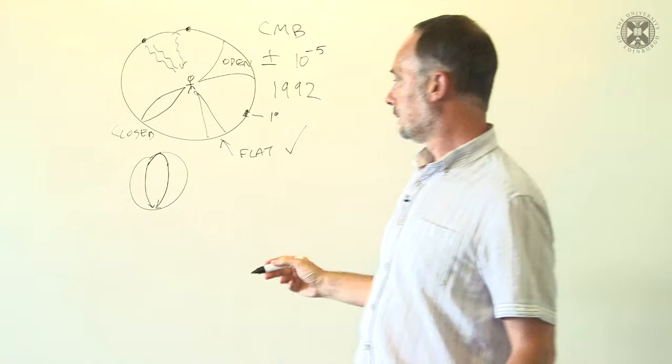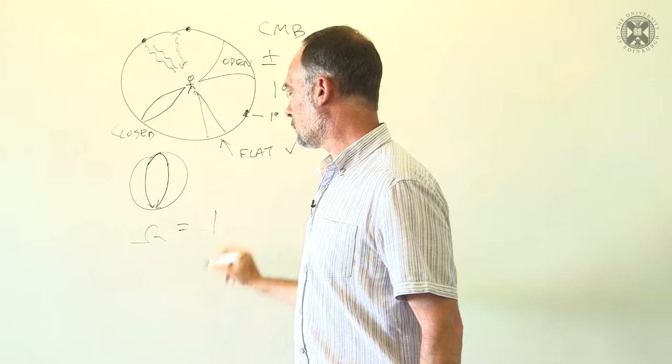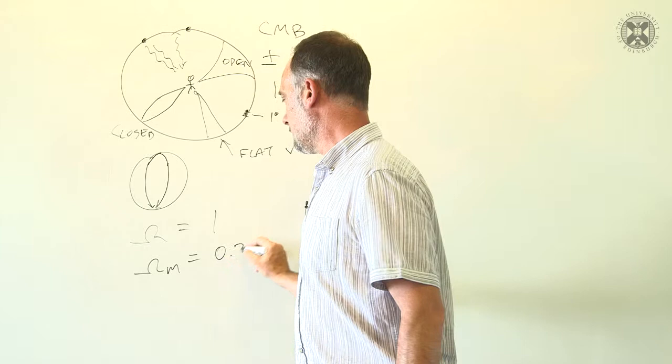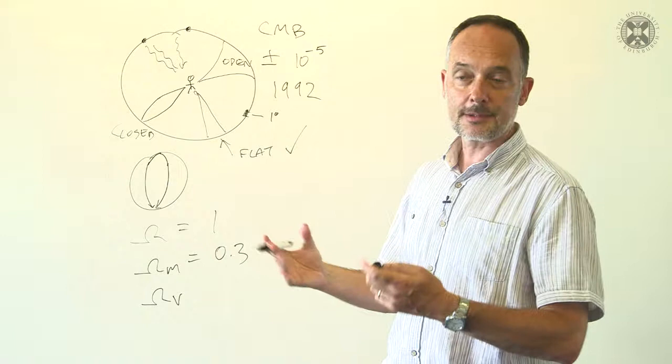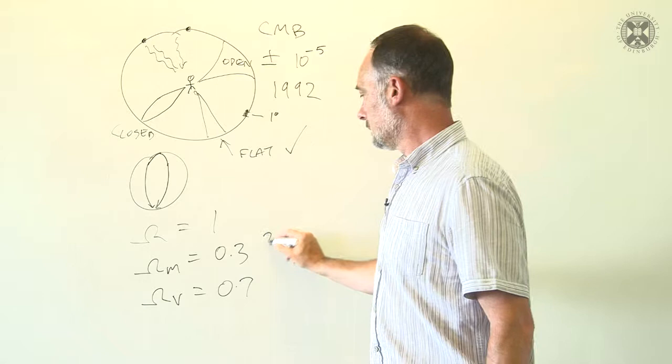So therefore, we see overall that the total density of the universe is 1. We already had matter contribution of 0.3. And so this tells us that something else that doesn't clump, must be the vacuum energy, is about 70% of the content. This argument was already made in about 1990.